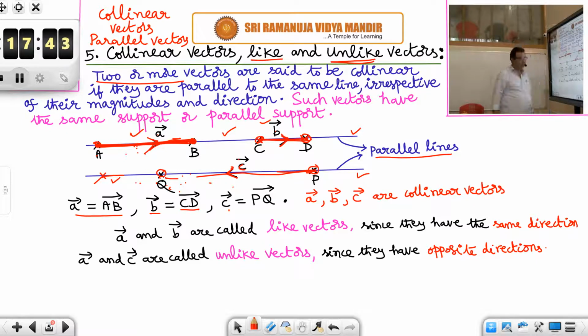So in collinear vectors, two collinear vectors may be like vectors or unlike vectors. a bar and b bar are called like vectors since they have the same direction. a bar and c bar are called unlike vectors since they have the opposite direction. So collinear vectors, like and unlike, there is no difference between collinear vectors and parallel vectors because of the free vector concept of shifting a vector parallel to its position.